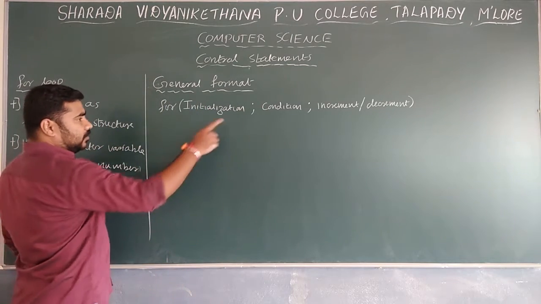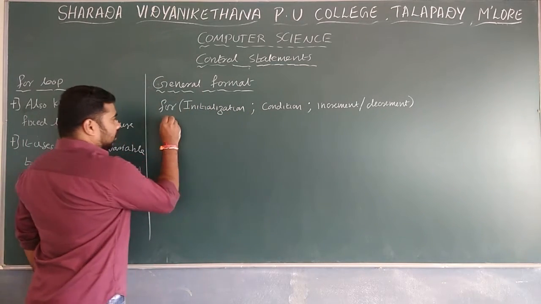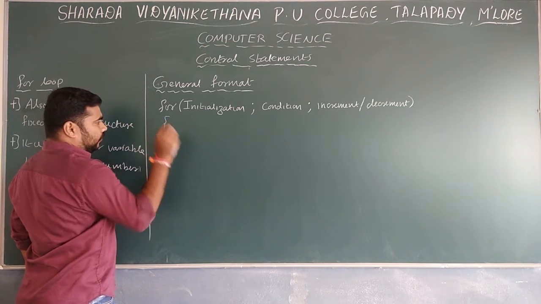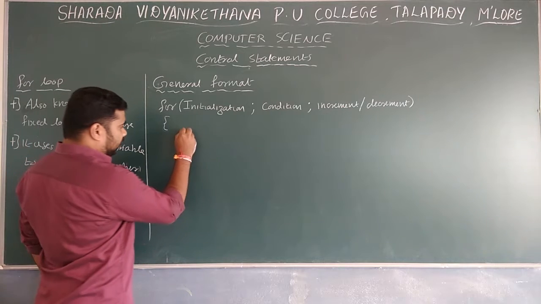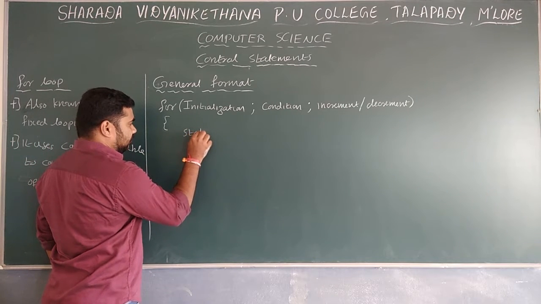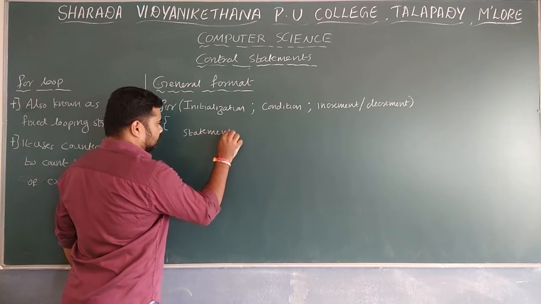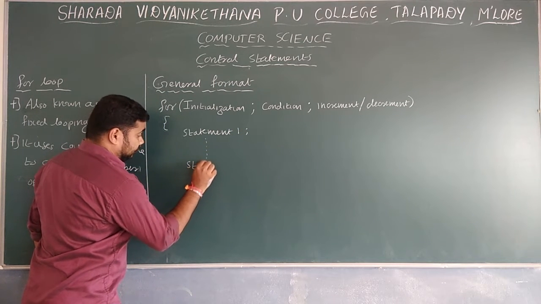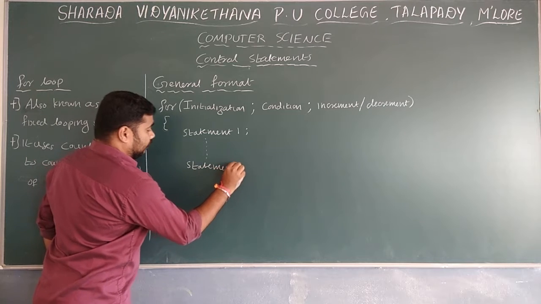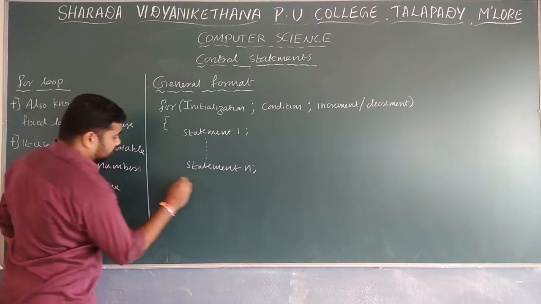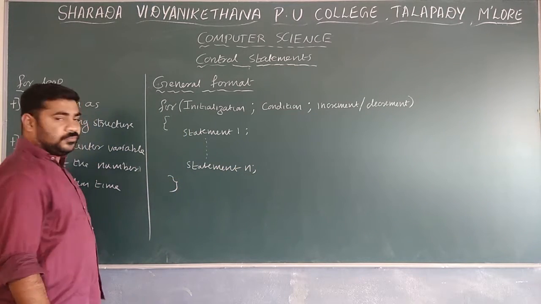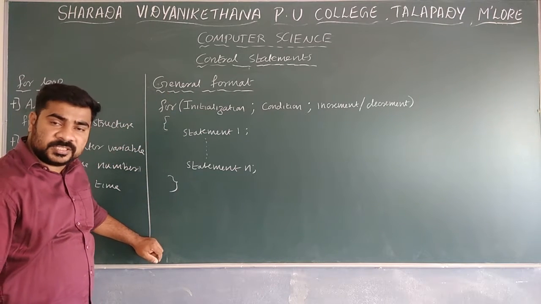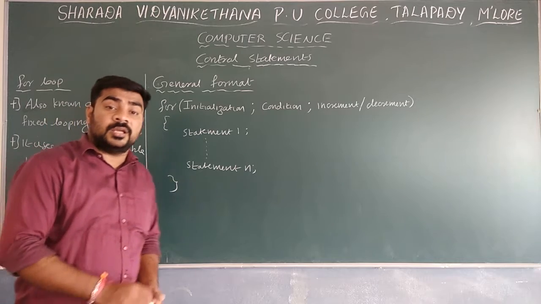Then after that, the closing bracket, then the open curly bracket, the body of the loop, also called statements. Statement 1, statement 2, n number of statements, then the closing curly bracket. So this is the general format for the for loop.